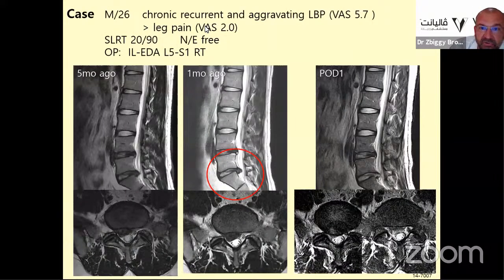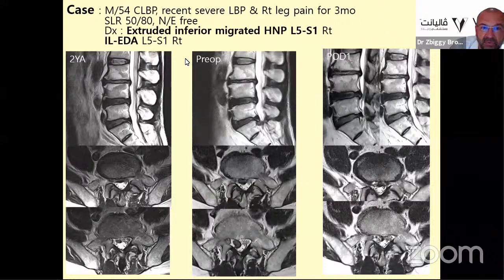This is the patient with chronic recurrent aggravating back pain at the level of L5-S1. Interlaminar approach was performed. As you can see, this is before and after the surgery. It was on the right side. This is how it was done with this extruded, inferiorly migrated disc, L5-S1 on the right side.